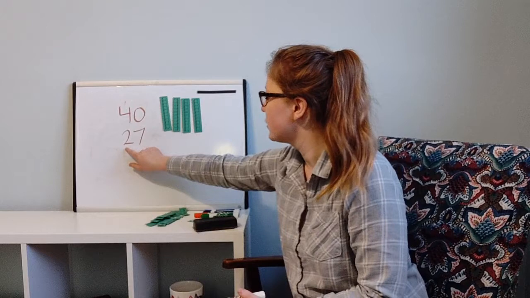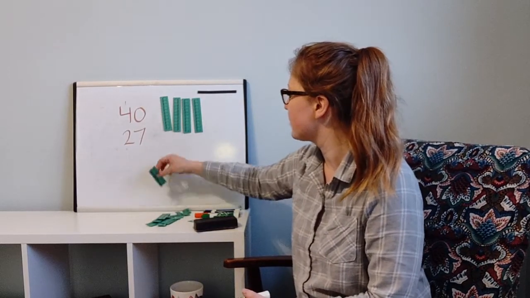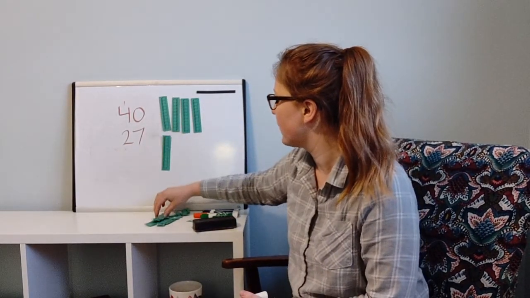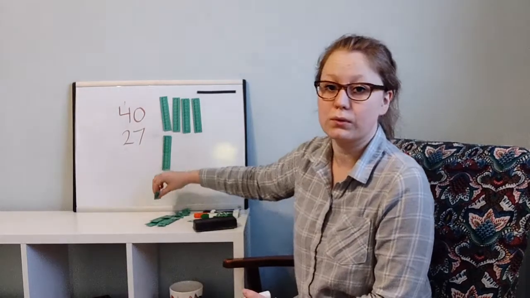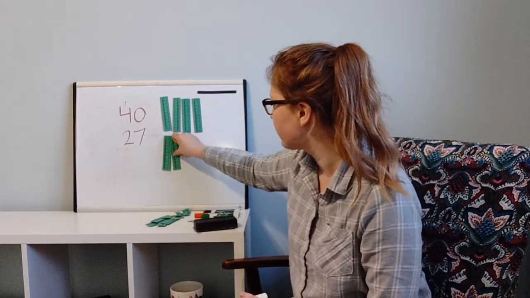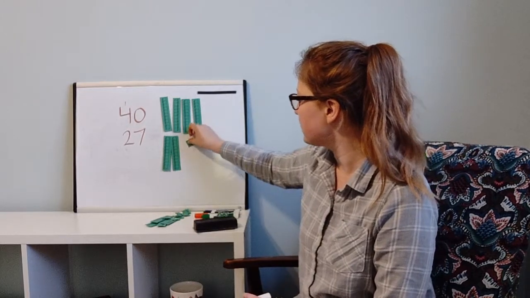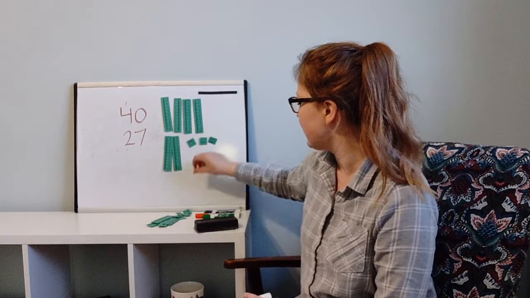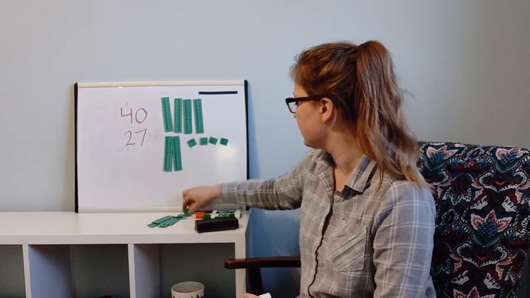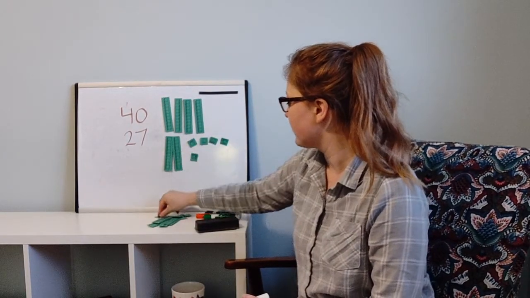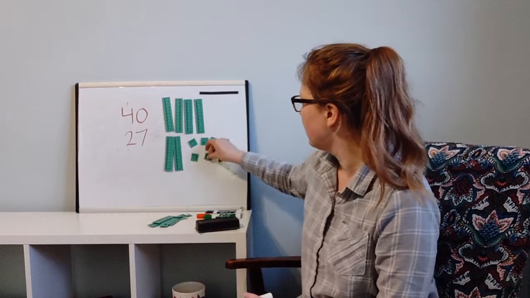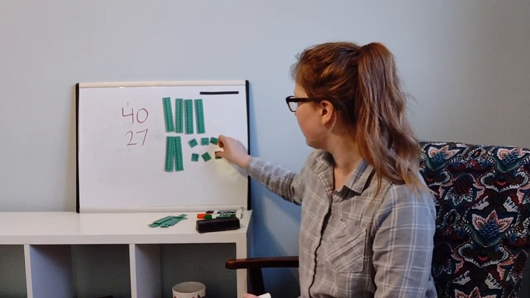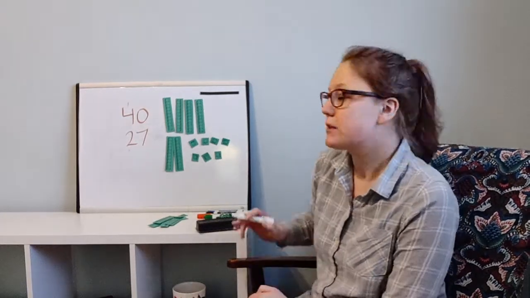There is a 2 in the tens place, so we need to make sure we have our 2 groups of 10. We have a 7 in the ones place, which means we need to make sure we have 7 ones. Well, let's see if we have them all here. Okay, now what we're going to do is add these two numbers together.